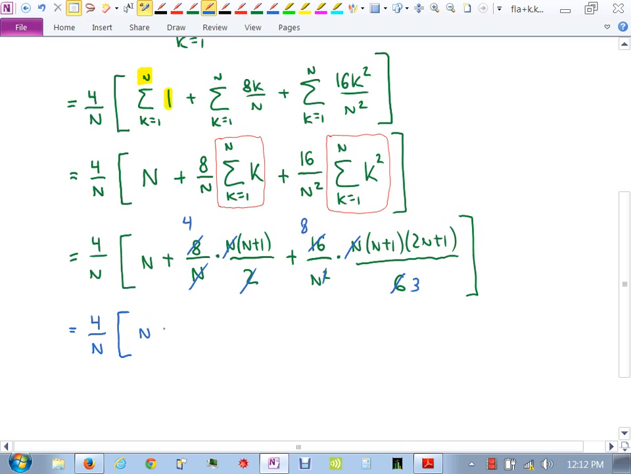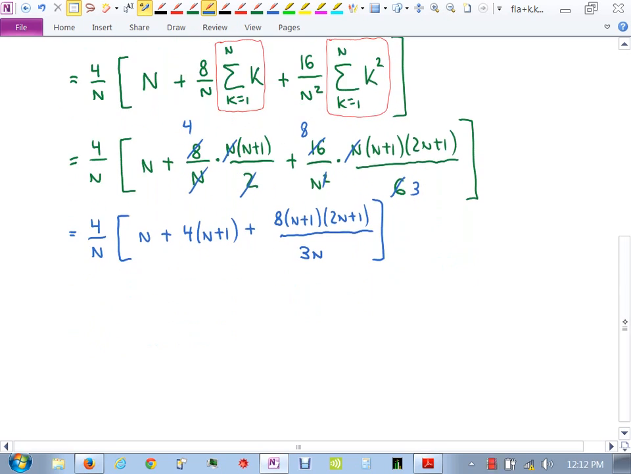See, I have n plus, what is this? 4, n plus 1. Was that the only thing left there? Yeah. Then 8, n plus 1, 2n plus 1, all over 3n. Y'all see what I'm doing? This is just some algebraic cleaning up. Is that all right?